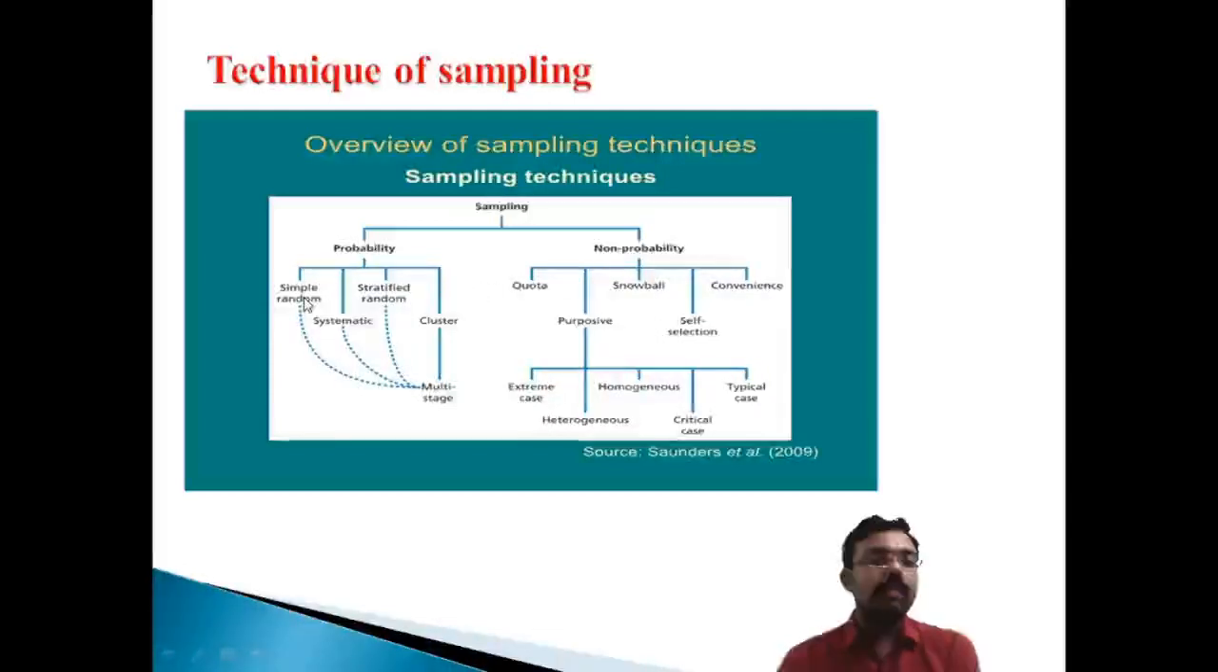And what are the probability methods and what are the non-probability methods? Probability includes simple random, systematic sampling, stratified sampling, cluster sampling, and multi-stage sampling. Non-probability sampling includes quota sampling, snowball sampling, judgment sampling, and self-selection. Those are the important types of non-probability sampling. I think you are familiar with all the methods from the degree classes. Let us refresh: what are the methods used for sampling?